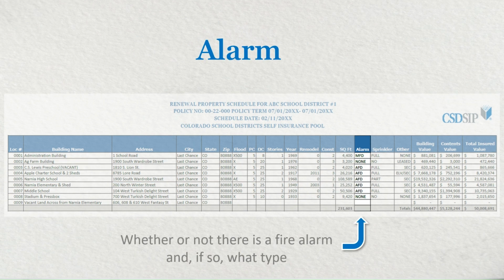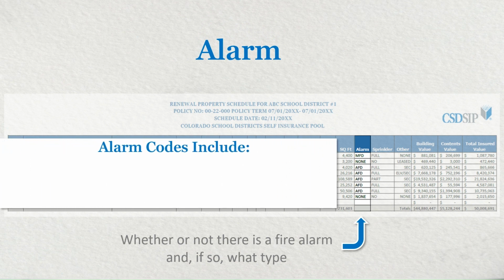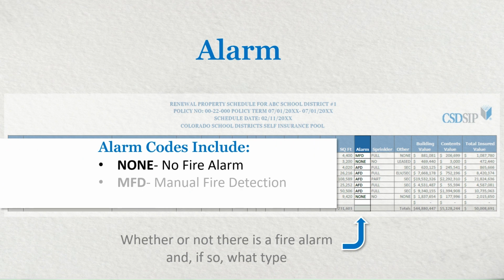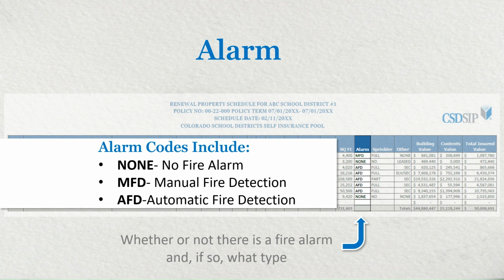Alarm. This refers to whether or not the building has a fire alarm, and if so, what type it is. Our codes that you'll find for this are none, no fire alarm; MFD, manual fire detection, which means that someone has to do something such as pull an alarm to put the fire department on notice of the fire; AFD, automatic fire detection, which means that a system detects the fire and automatically calls the fire department.